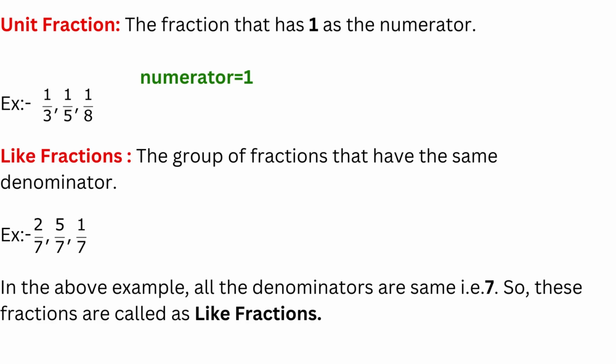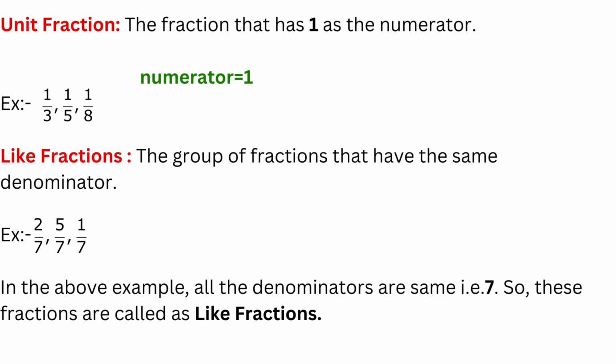Unit fraction: the fraction that has 1 as the numerator. So in the numerator the number is 1. Example 1 by 3, 1 by 5, 1 by 8, 1 by 10, 1 by 20, like that. The numerator must be 1. Such type of fractions are called unit fractions.